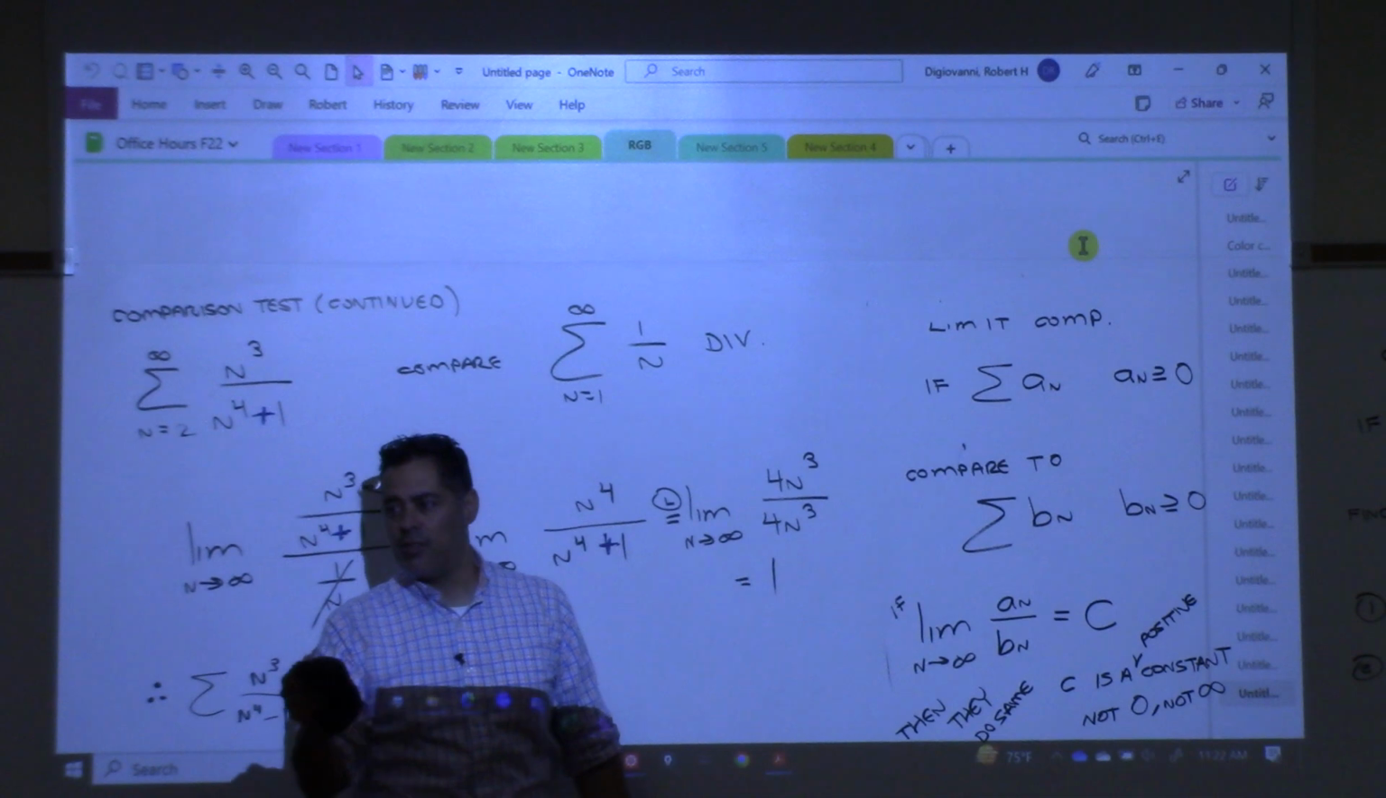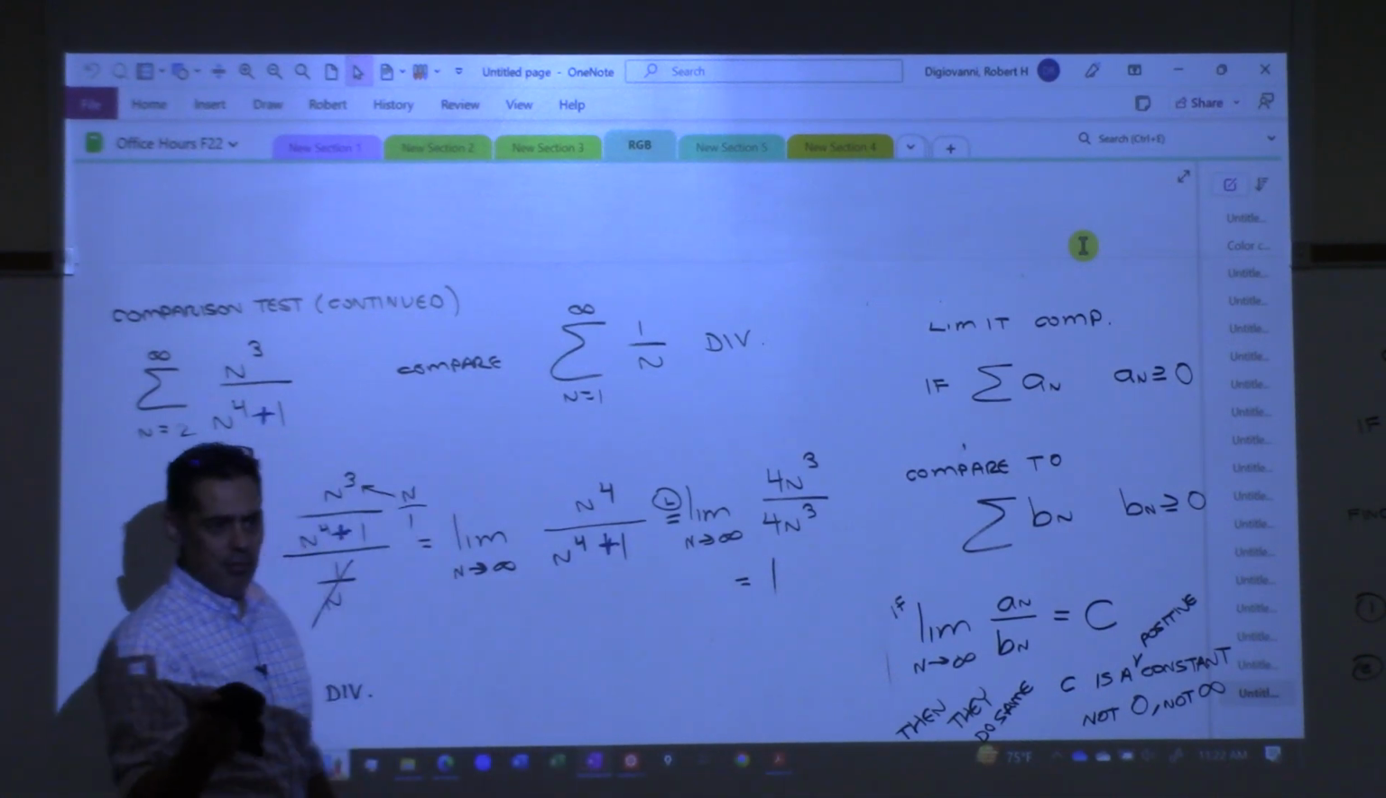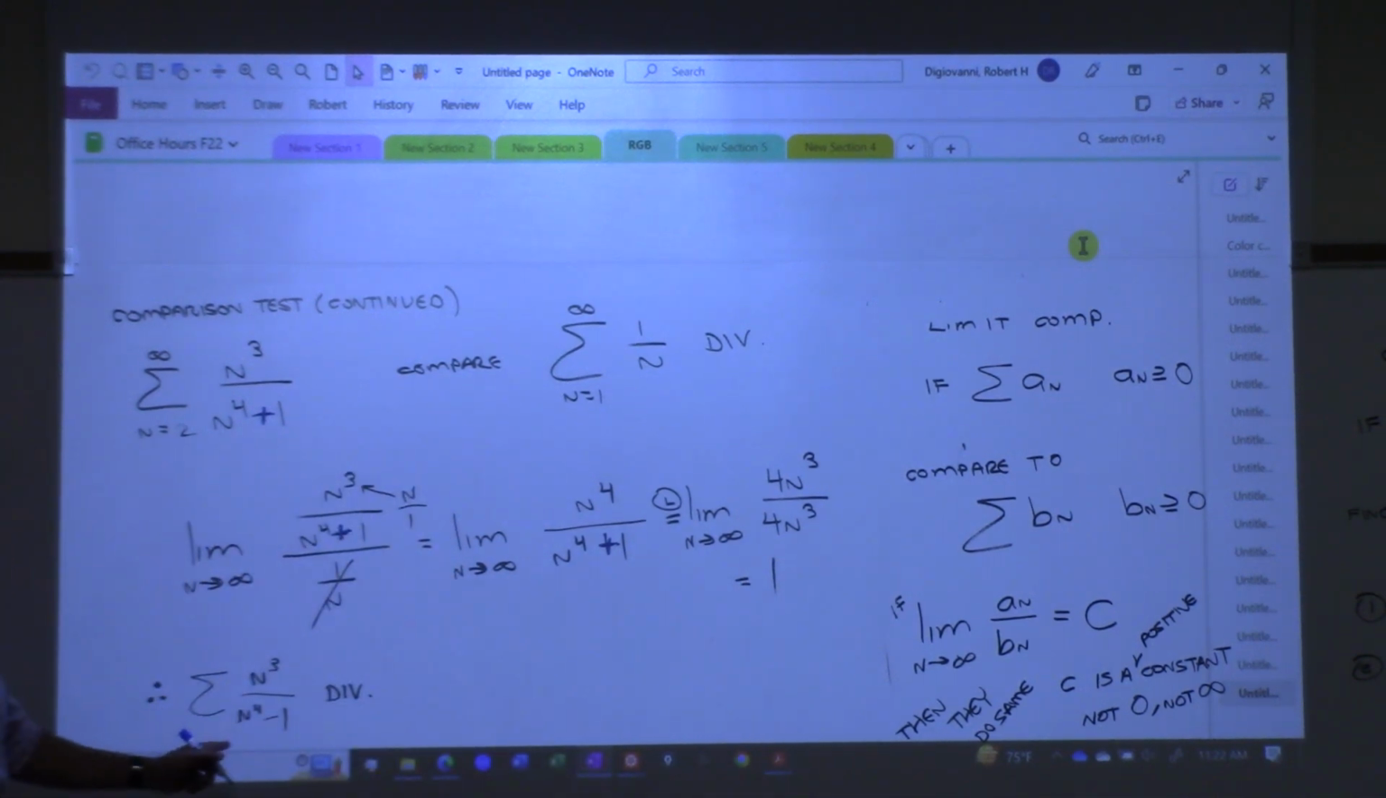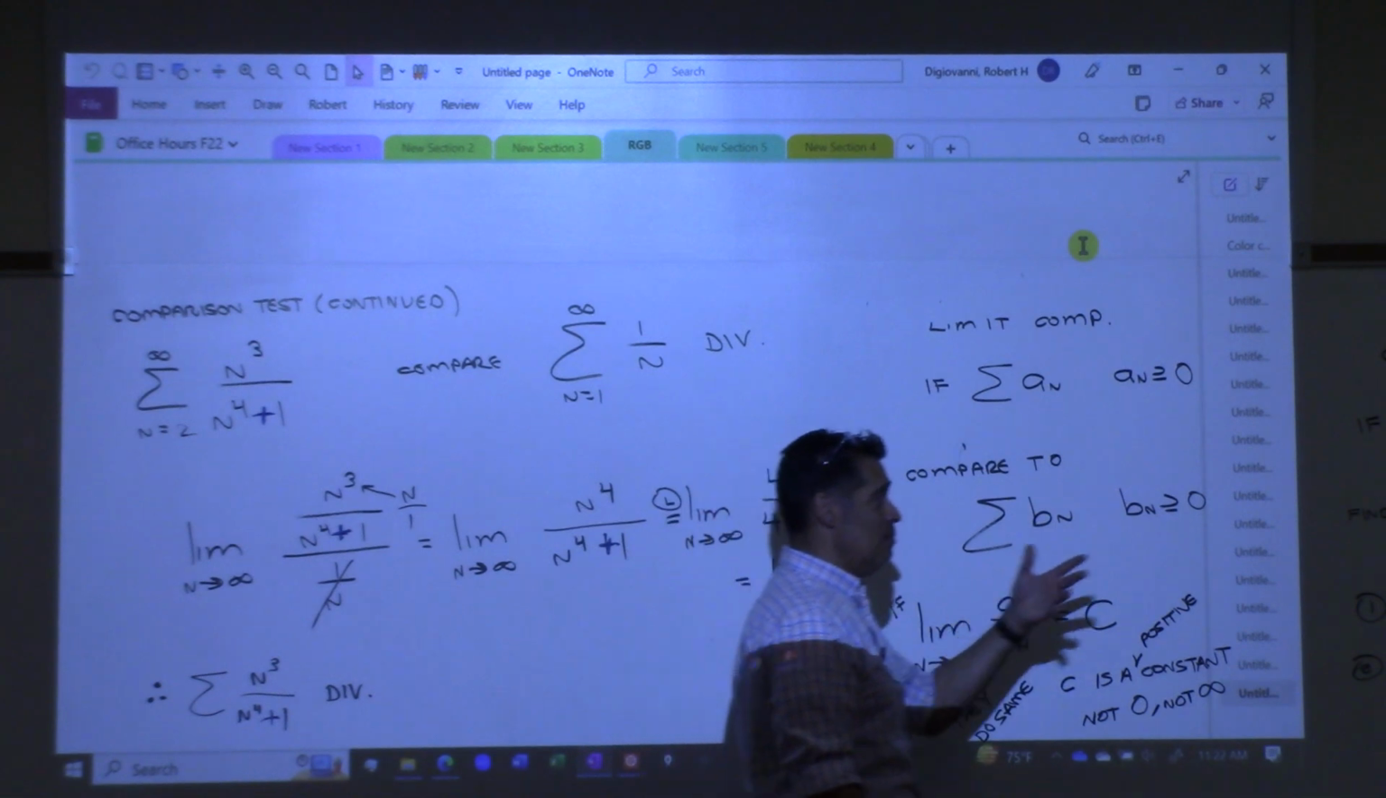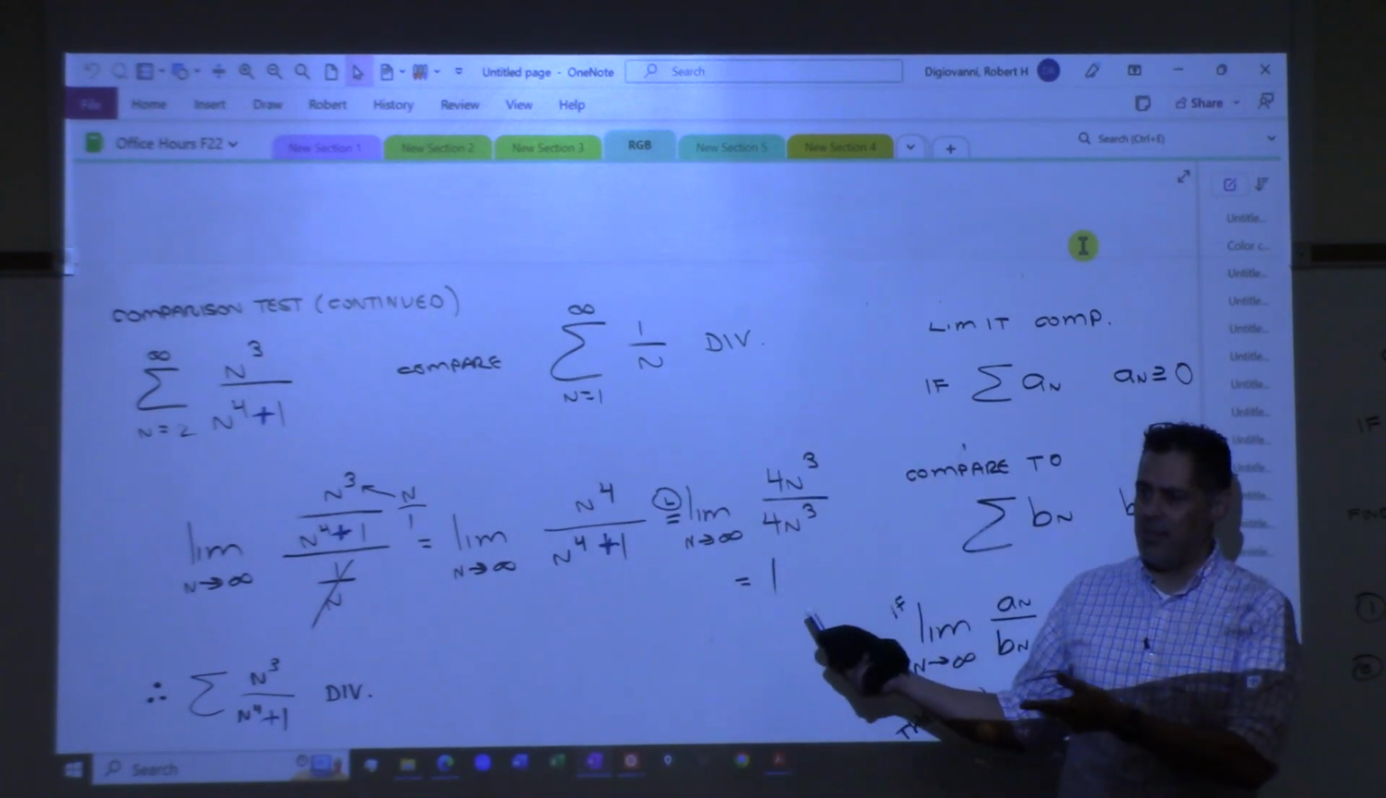We actually have an answer this time, right? We actually got to the result. So this one, with a plus 1 down here, diverges as well. So that shows you where one test didn't work, but another version of the same test did work.